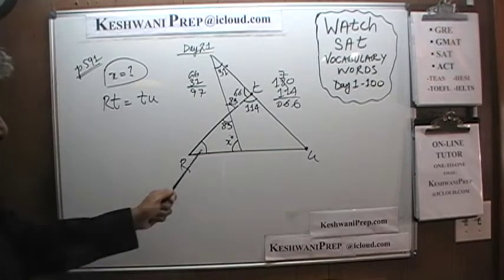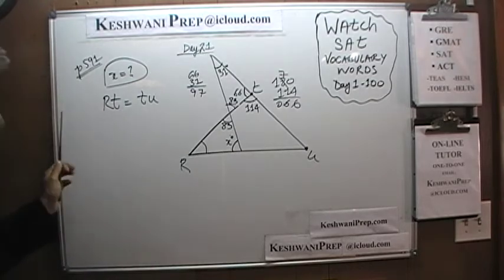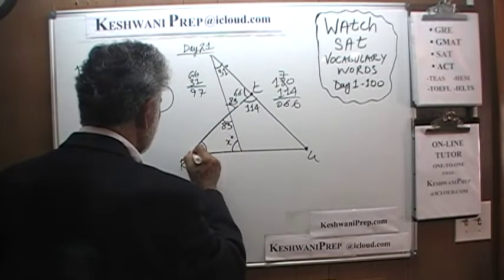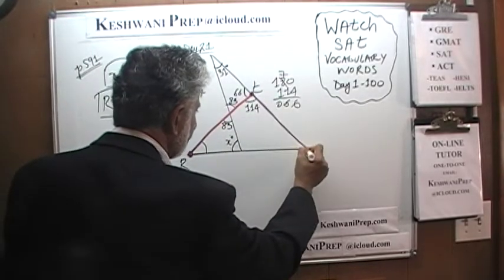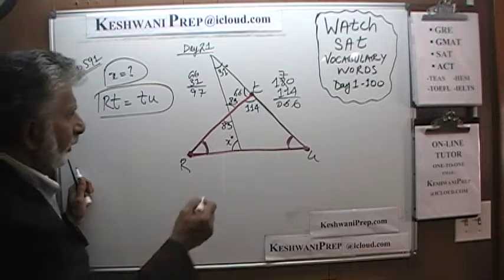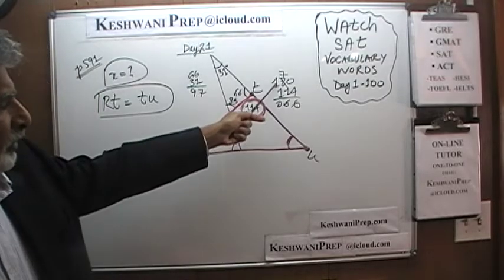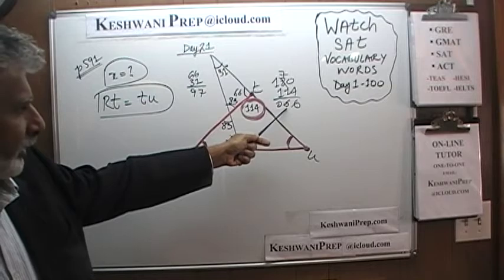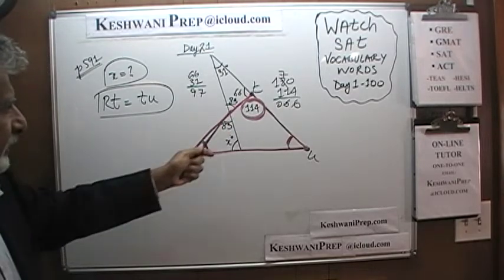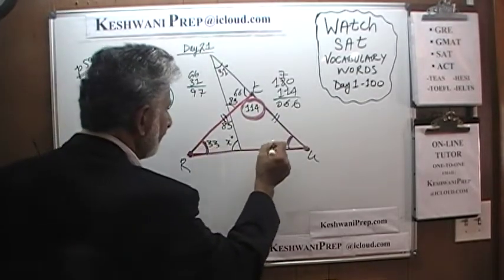Now we are stuck here. The only way we can figure out x is by knowing what this angle, angle R, is. That's where the information that RT equals TU is going to come in handy. We are told that triangle RTU is an isosceles triangle, which means this angle has to equal that angle. We are also given this angle, 114, and we already figured out that 180 minus 114 is 66. The remaining part is 66, and it has to split evenly between these two angles, because RT is equal to TU. So if this is 66, this has to be 33, and this has to be 33, and we are done.